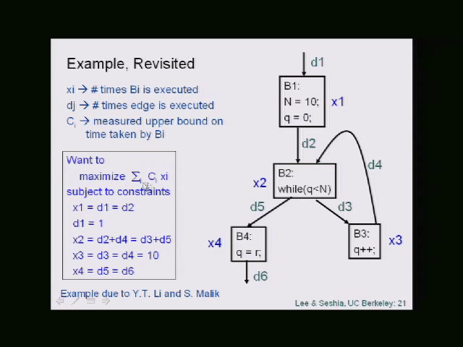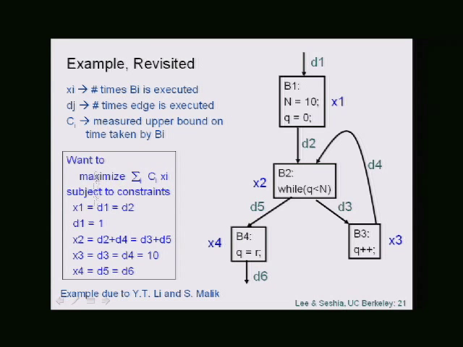So this optimization problem is an integer linear program. It's a linear program because all of these terms are linear terms. They only involve addition or multiplication by a constant. And it's integer because xi and di are integer values. So they're variables that take integer values. All right. Any questions about this? So this is at the guts of all industrial tools that do this execution time analysis.